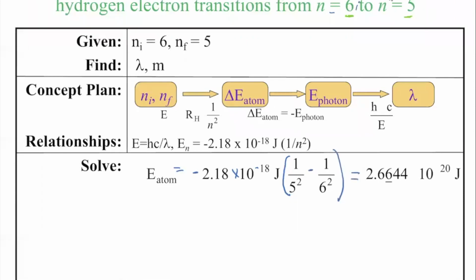And that's going to give me that much energy. But I don't want energy, I want wavelength. So you have to think, do you know another relationship, another equation that relates your energy with your wavelength? You do. It's going to be wavelength equals Planck's constant times the speed of light over E. Well, we just got E, right? This is our E, this is the speed of light, and this is a constant.